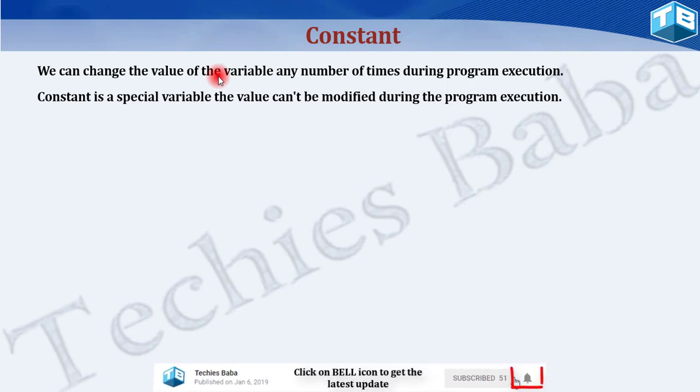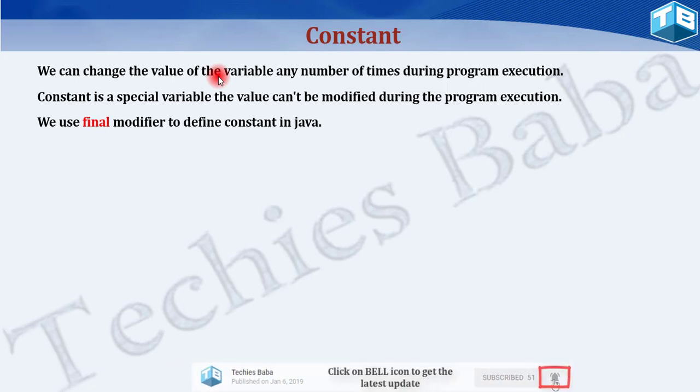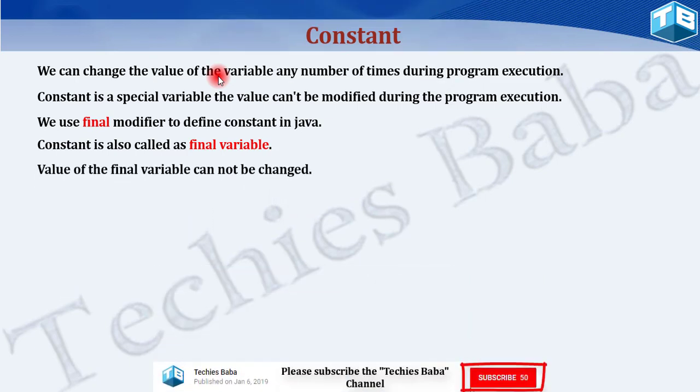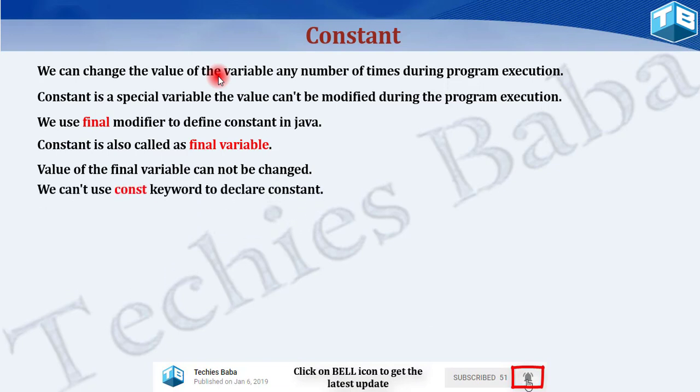Now, how can you define the constant inside the Java? So for that purpose, we have to use the final modifier. There is a keyword called final, and we have to use that keyword to define the constant in Java programming language. It is also called as final variable. Since we are using a final modifier, so we are saying it is a final variable. Now, if you are having the final variable, then the value of that variable cannot be modified.